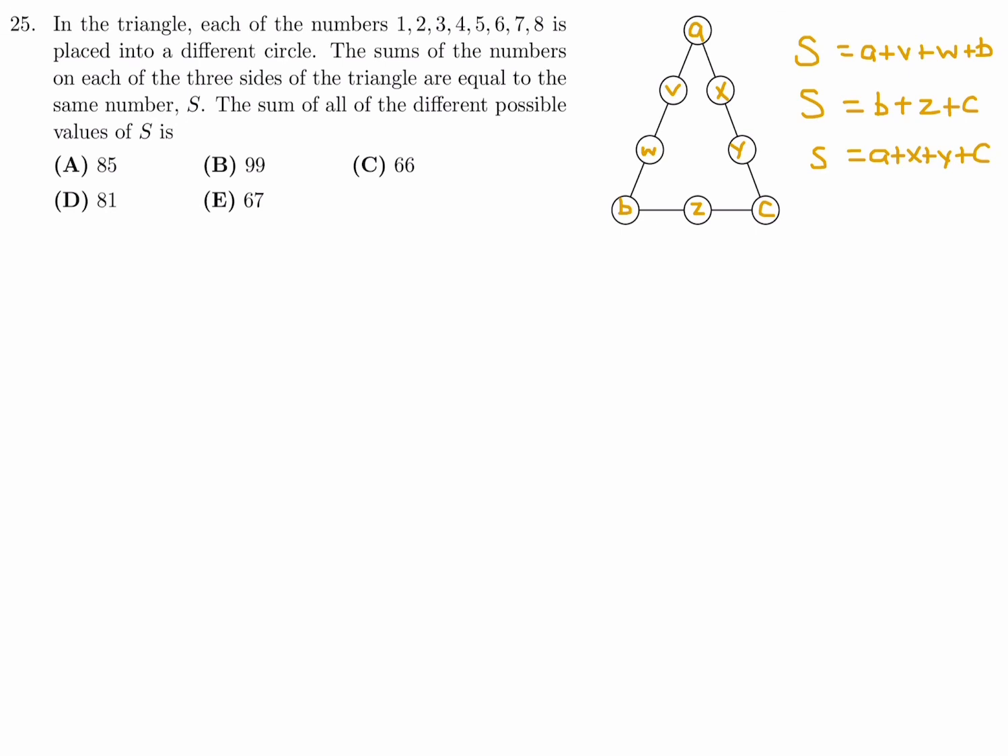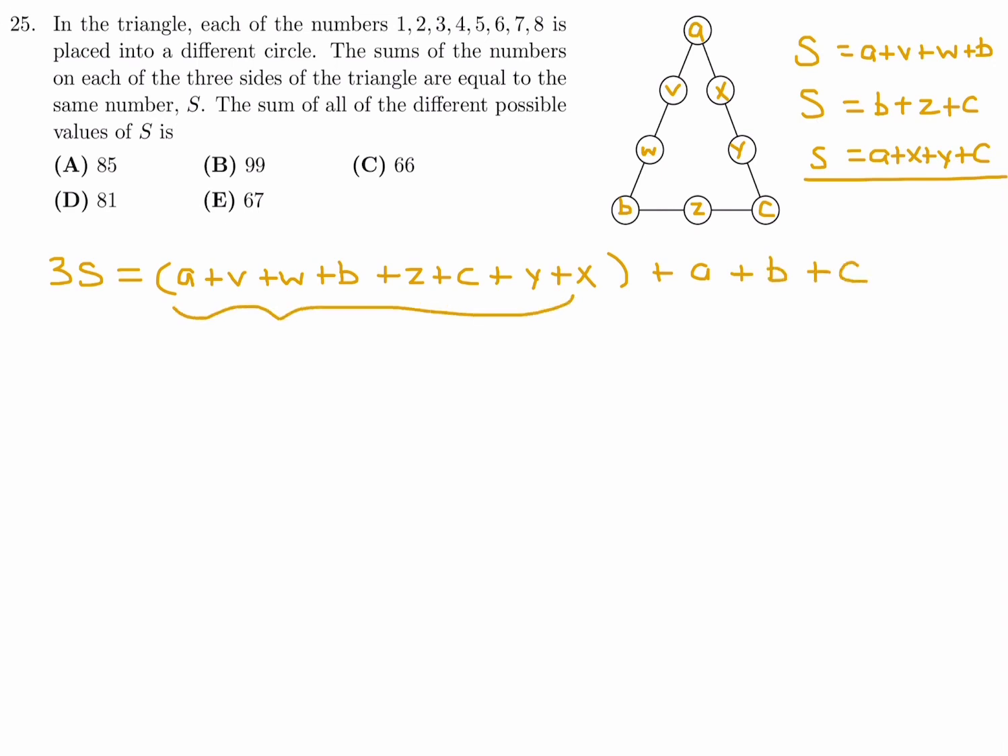Now, let's add them up. If I add them up, I get 3S. Remember, I'm adding these 3. Let's write it over here, it gives me a little bit more space. 3S. And we add it up, you get A plus V plus W plus B plus Z plus C plus Y plus X. And then you also get an additional A, an additional B, and an additional C, like that.